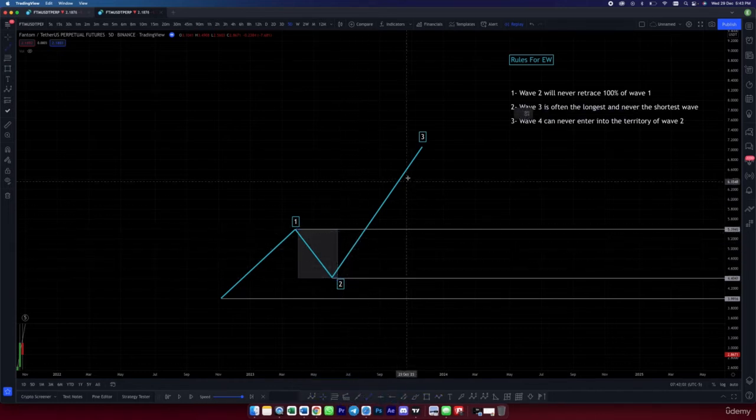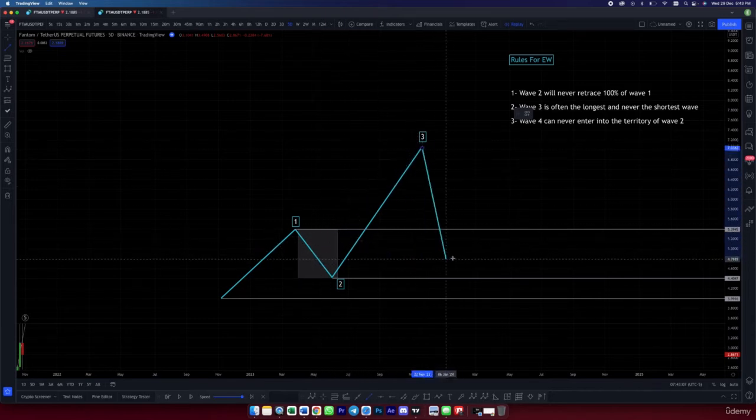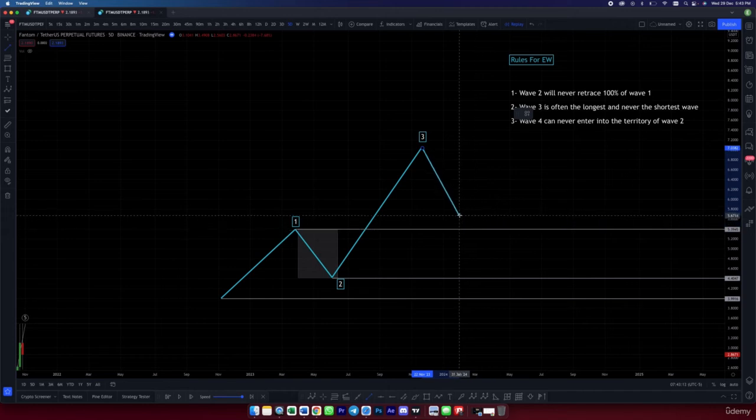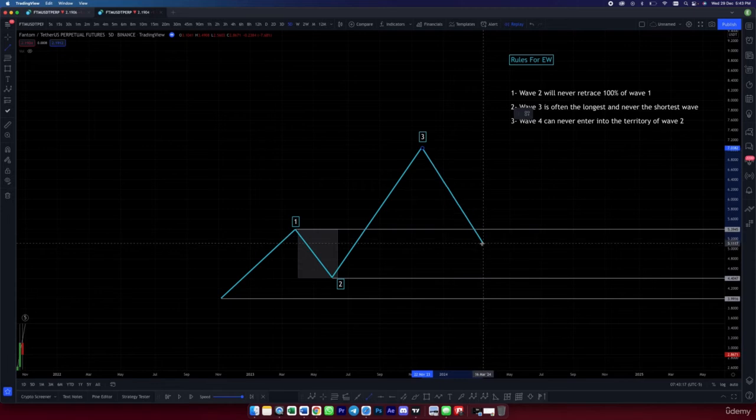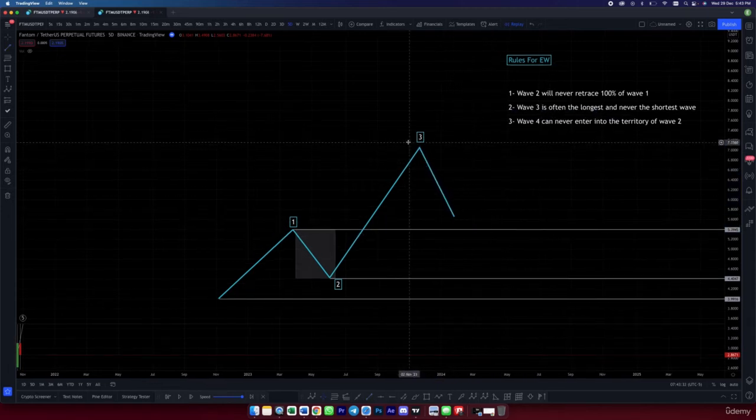What we are saying is that wave 4 can never enter into the territory of wave 2. Wave 4 has to bounce back before it enters or reaches the territory of wave 2. So this is rule number 4.